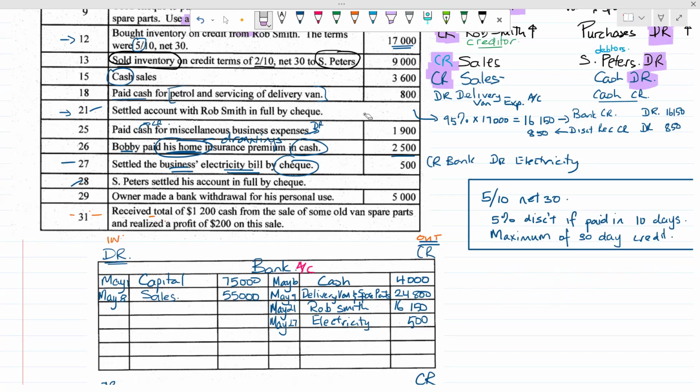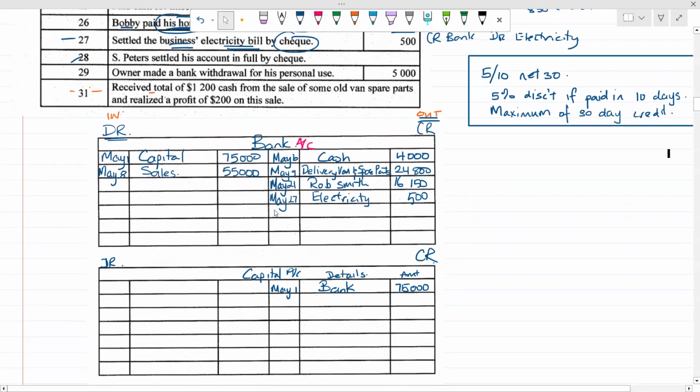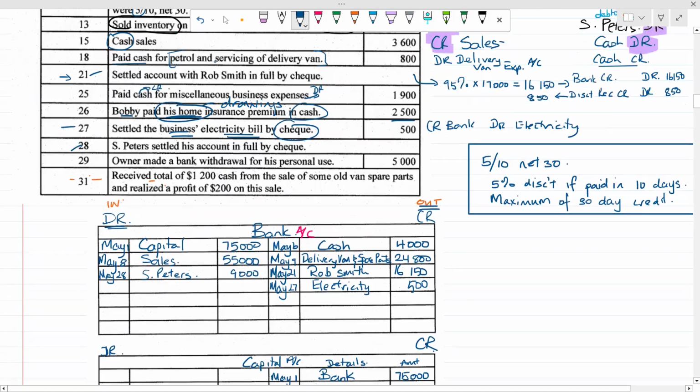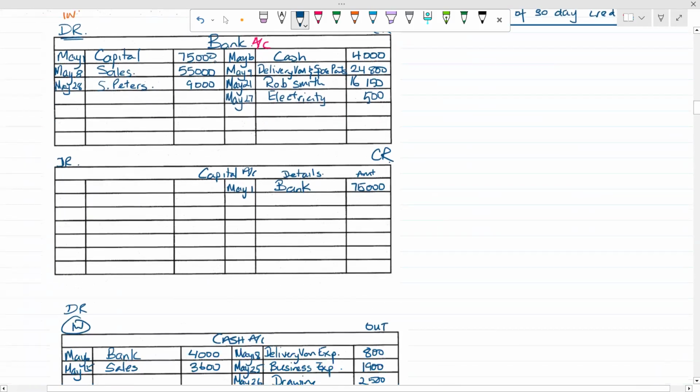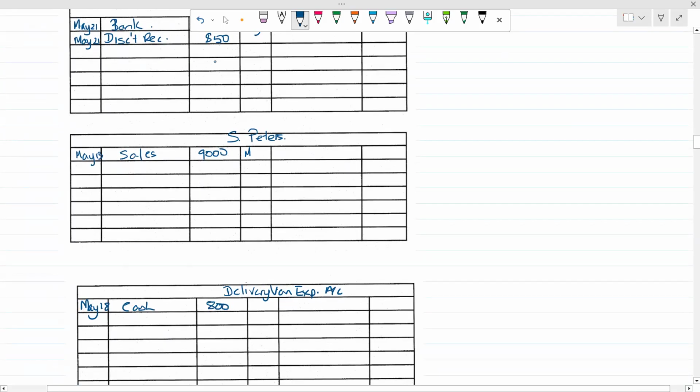So Mr. Peters bought goods on credit from us, and he had 30 days to pay. He did pay within the 30 days, but he had to pay the full $9,000. And he paid by check, right? So that's the 28th. And he paid by check, so we had to wait for that check to clear. So he had to pay his full $9,000. So Peters, we go and find his account, and we come here for bank. 9,000. Yeah?